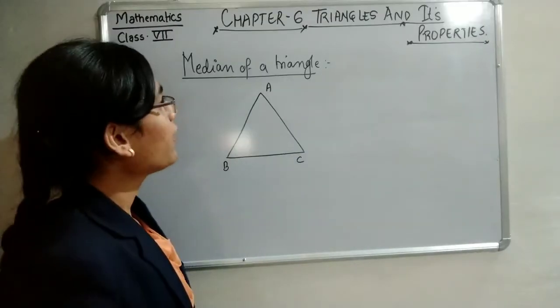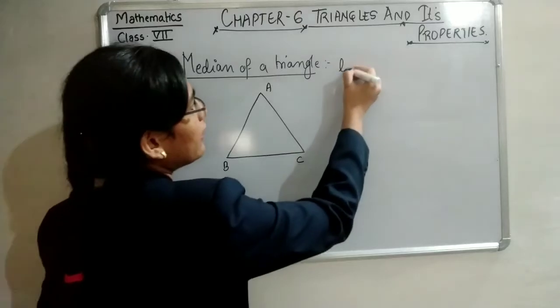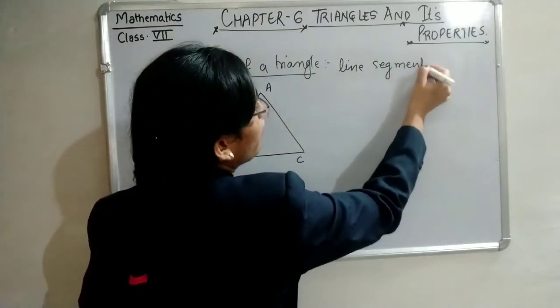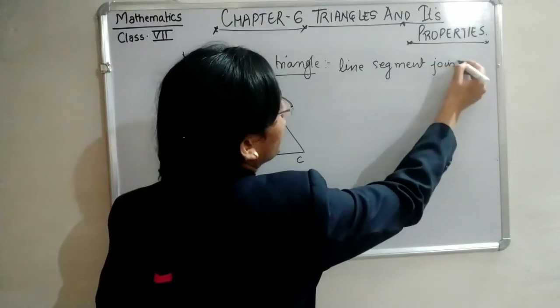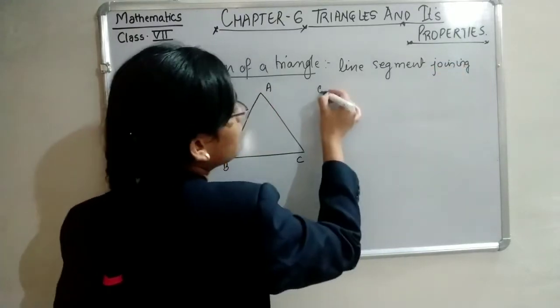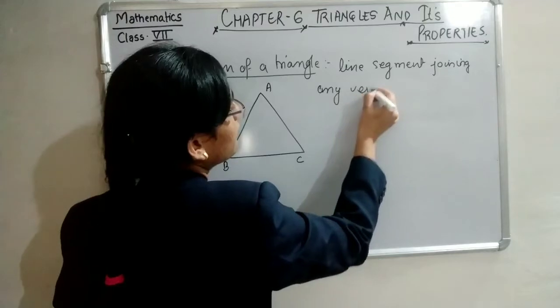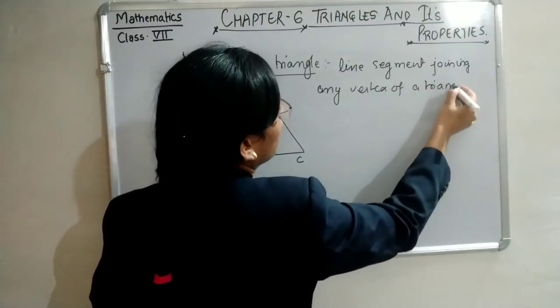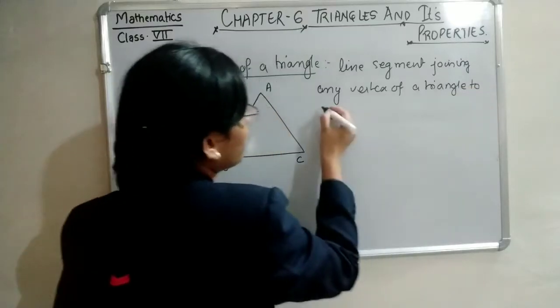This is the median of a triangle. A median of a triangle is a line segment joining any vertex of a triangle to the midpoint of the opposite side.